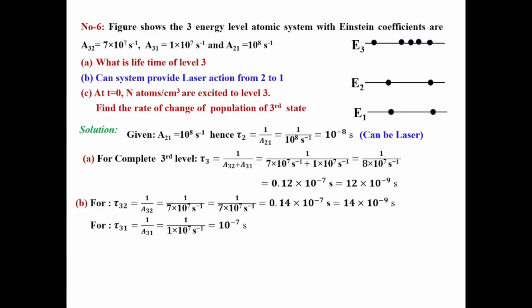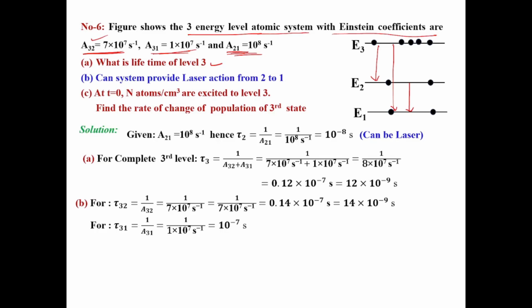Question number 6. In the figure, a three energy level atomic system with Einstein coefficients is given. So A means spontaneous, this is natural. Spontaneous emission, coefficient of spontaneous emission given from 3 to 2, this one, 3 to 1 given, and 2 to 1 given, right? What is the lifetime of level 3?